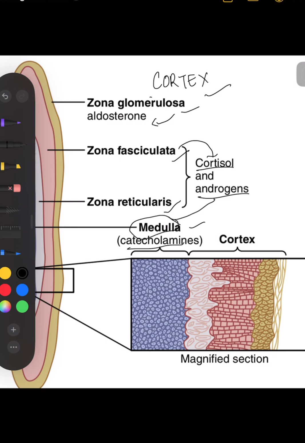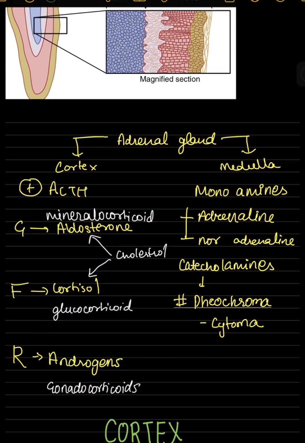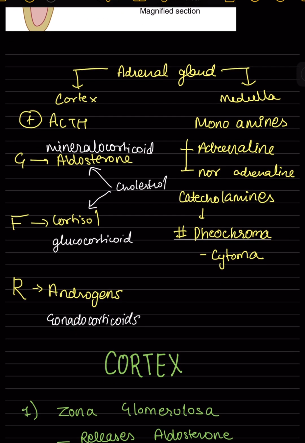Let's get a summary or an overview of what you are going to learn. This is going to come very handy, so pay attention to this. The adrenal gland is divided into the cortex and the medulla. The cortex is stimulated by ACTH, the adrenocorticotrophic hormone. It is divided into three parts.